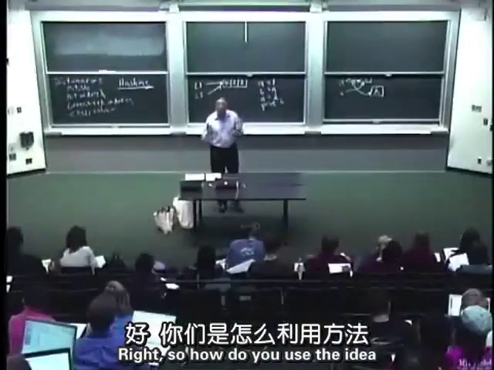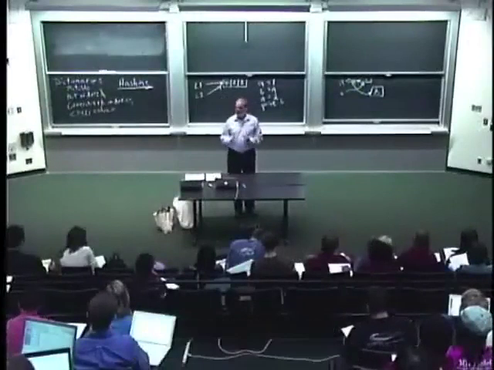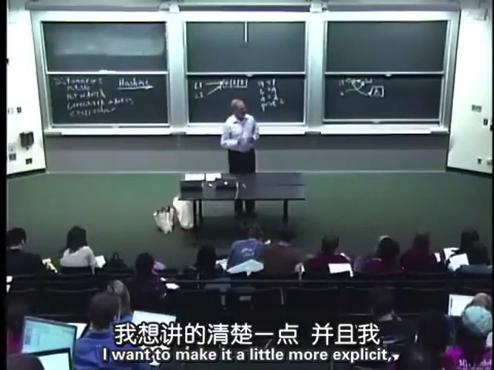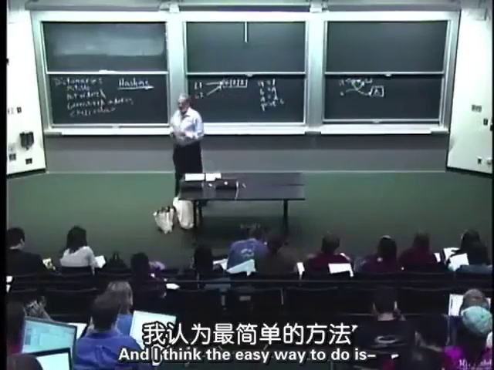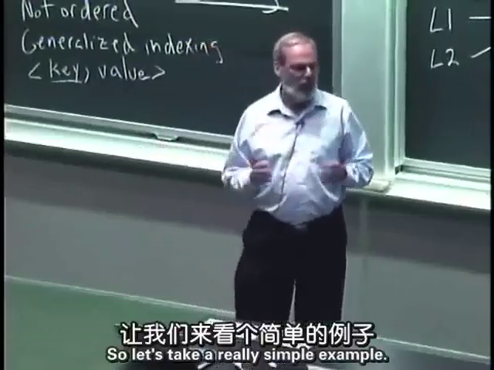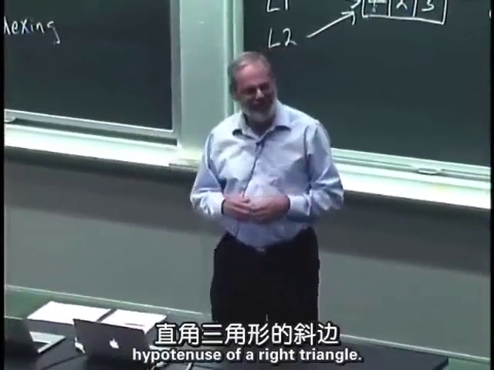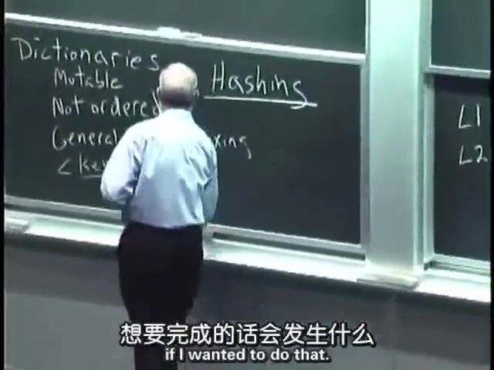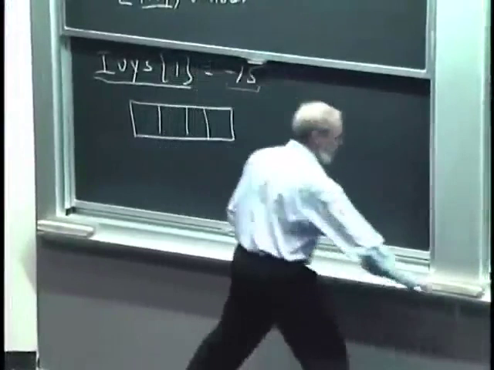Right, so how do you use the idea of functions to organize code? We've been doing it implicitly ever since we introduced functions. I want to make it a little more explicit, and I want to show you a tool for doing that. And I think the easy way to do it is to do it with an example. So let's take a really simple example. I want to compute the length of the hypotenuse of a right triangle. And yeah, I know you know how to do it, but let's think about what might happen if I wanted to do that.